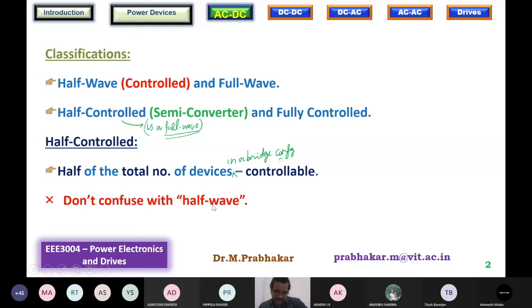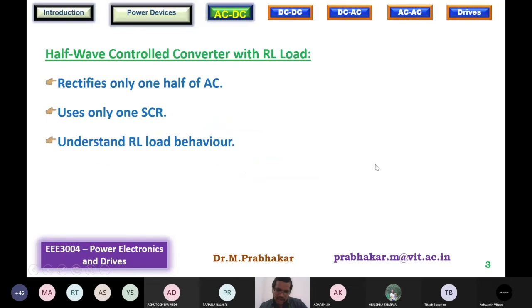The basic idea of working with RL load can be easily understood only when we consider the half wave converter, half wave rectifier. That is why I am including this. But actually, if you take your syllabus, it starts with half controlled only. But if I start straight away with half controlled, it will be a bit difficult to understand.